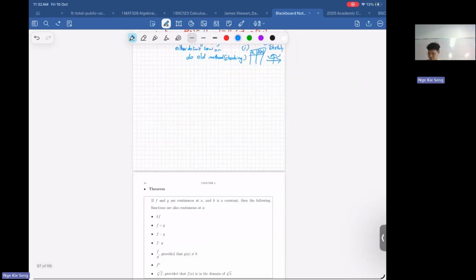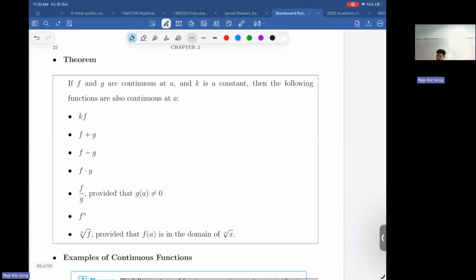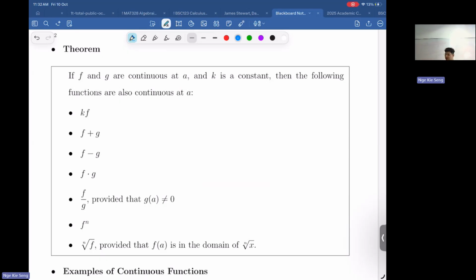No? Okay, next theorem, we also have this kind of linear theorem here. If f and g are continuous at a, which is the first condition you have to meet, then we know that a scalar multiple of the function is also continuous there, and f plus g is also continuous there. f minus g also continuous there. f times g, f over g provided g of a is not zero, so that everything is defined.